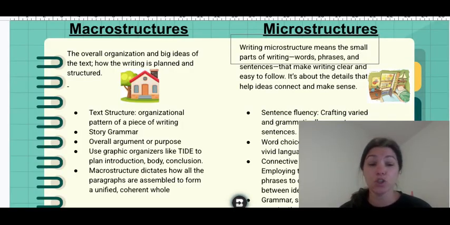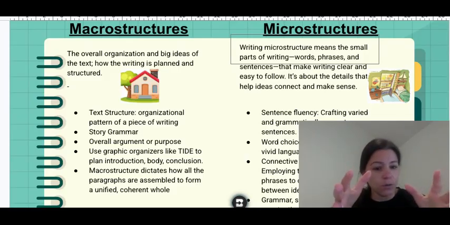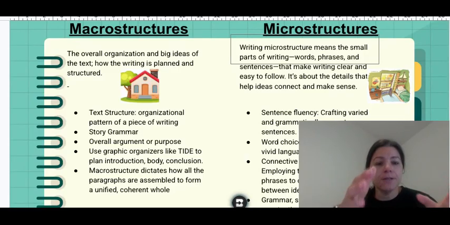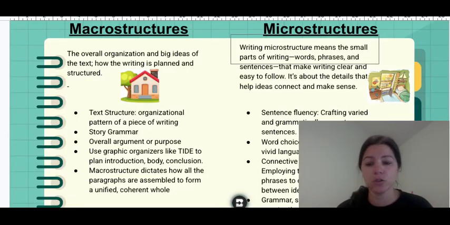We're thinking about the word choices that we're using. We're thinking about the different transition words that we're using to connect ideas. We're thinking about grammar, punctuation, spelling. It's all of the essential things that you need to build a complete sentence, which will then lead to building a single paragraph. So it's the structures inside of the home, all those little details that are going to become part of that bigger picture, which would be your macro structures.